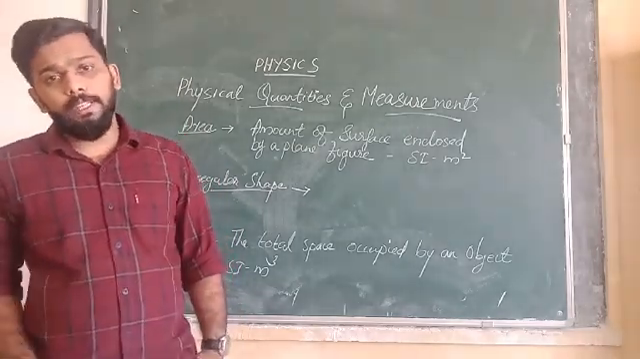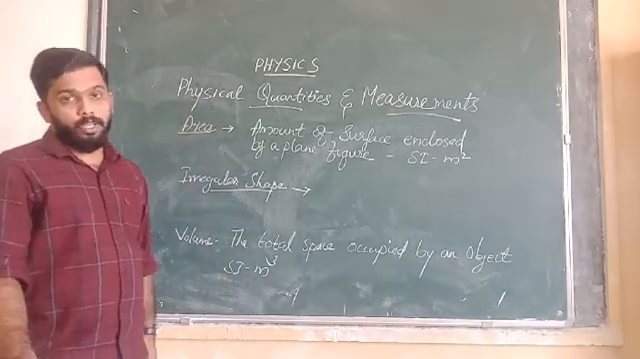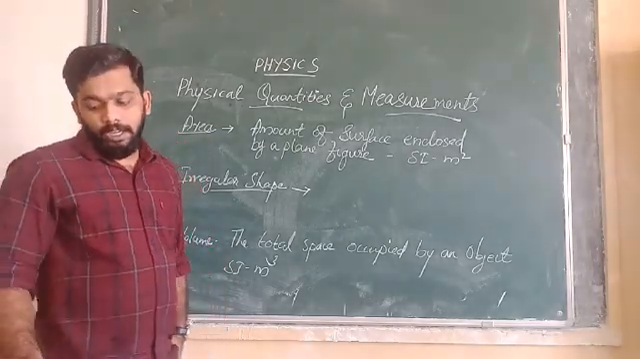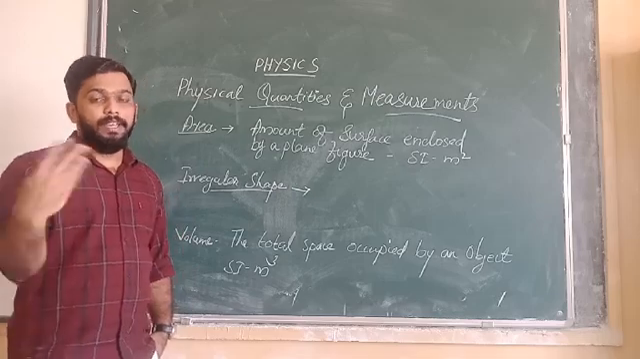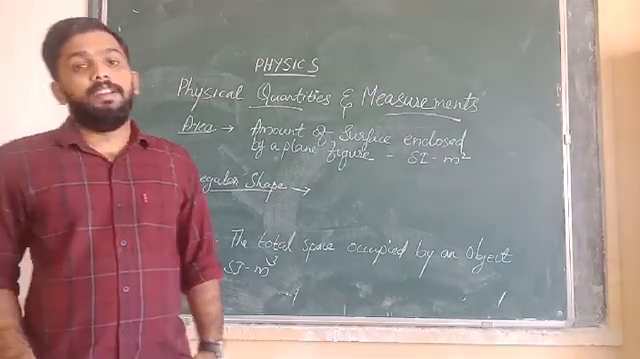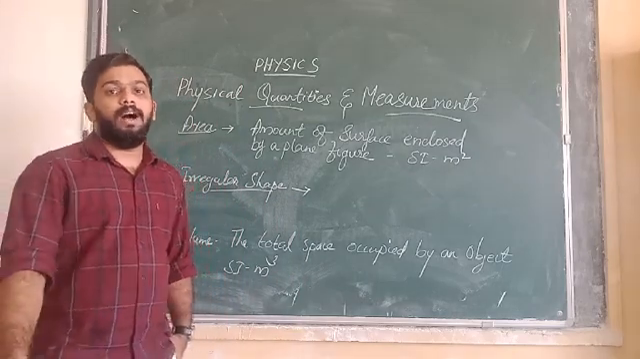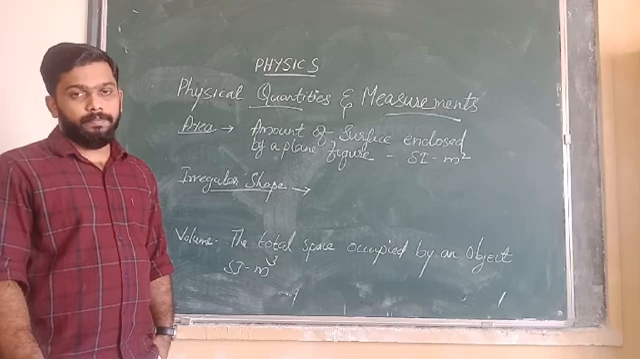What is a physical quantity? A quantity that can be measured. The quantity which can be measured is called a physical quantity. Length we have learned, area we have learned, then time we have learned, mass we have learned. All these are physical quantities. I hope you remember all these things.